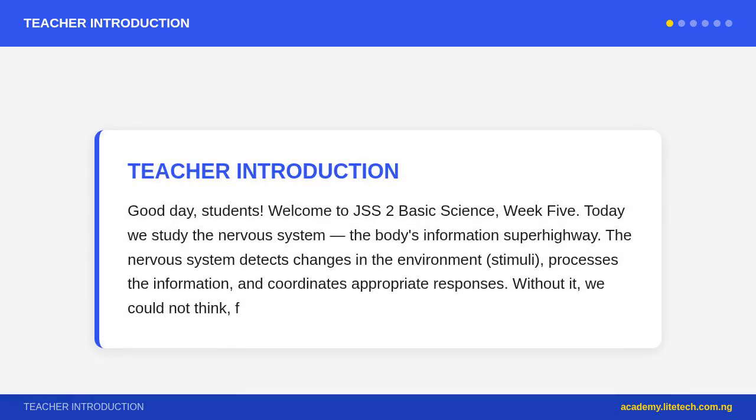Today we study the nervous system, the body's information superhighway. The nervous system detects changes in the environment, stimuli, processes the information, and coordinates appropriate responses. Without it, we could not think, feel, move, speak, or respond to danger. It is the most complex organ system in the human body, and the brain, its central organ, contains approximately 86 billion nerve cells.